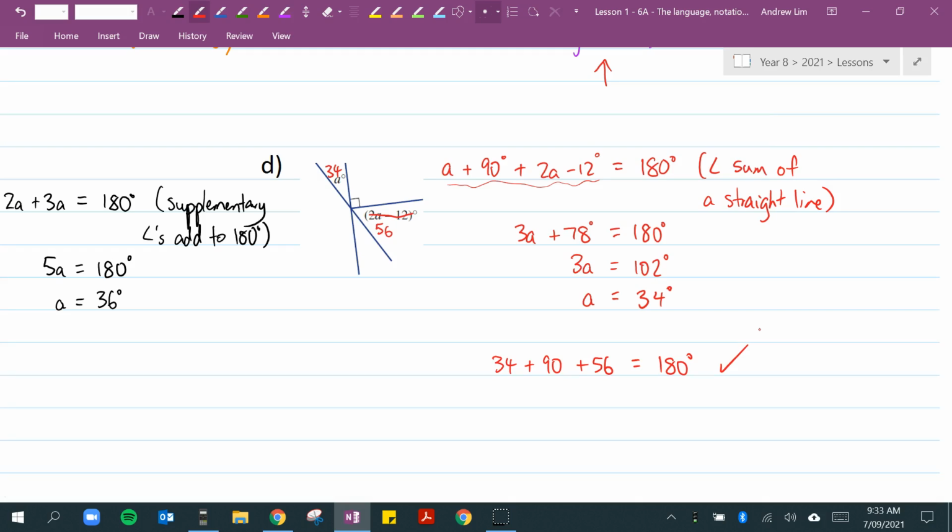Okay, so now you should be familiar with the language and notation that we use for the terminology in angles. And you should be able to use your understanding of angles to work out any missing angles.